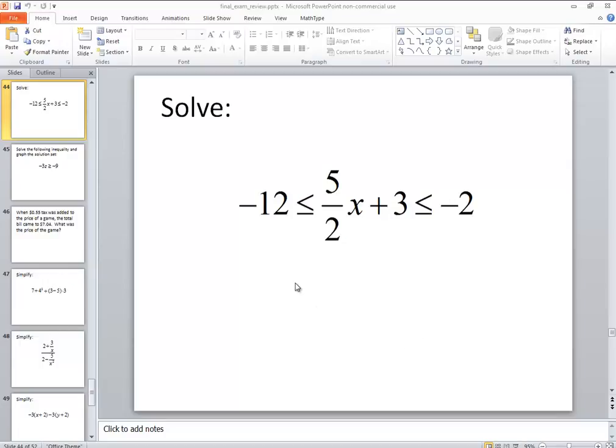Let's take a look at this problem. This is a three-sided compound inequality. We've got, of course, your three sides, left side, right side, and in the middle, and then you've got your inequality symbols, less than or equal to, or less than, in here. So let's take a look at how to solve this.